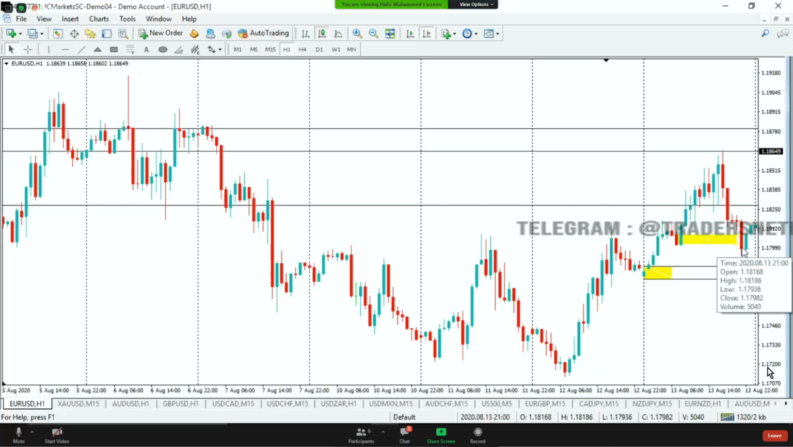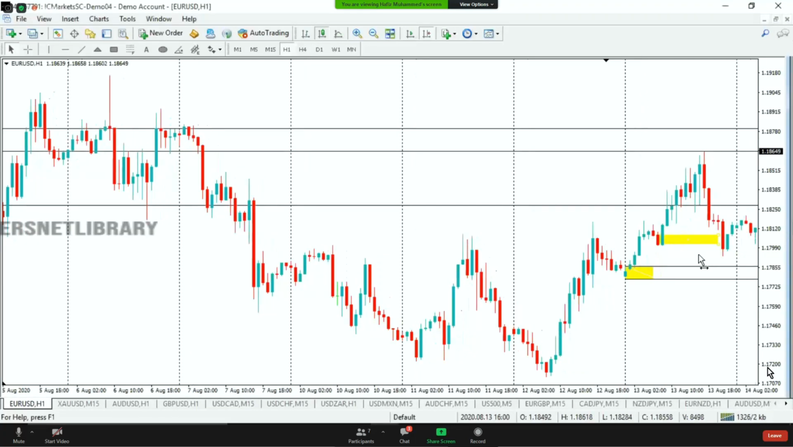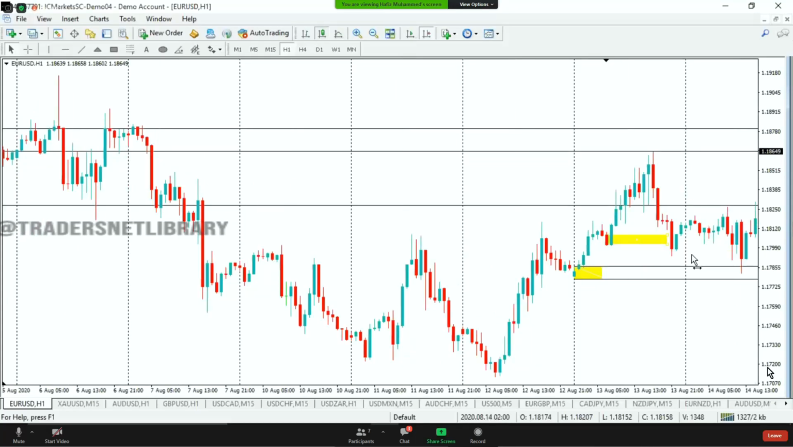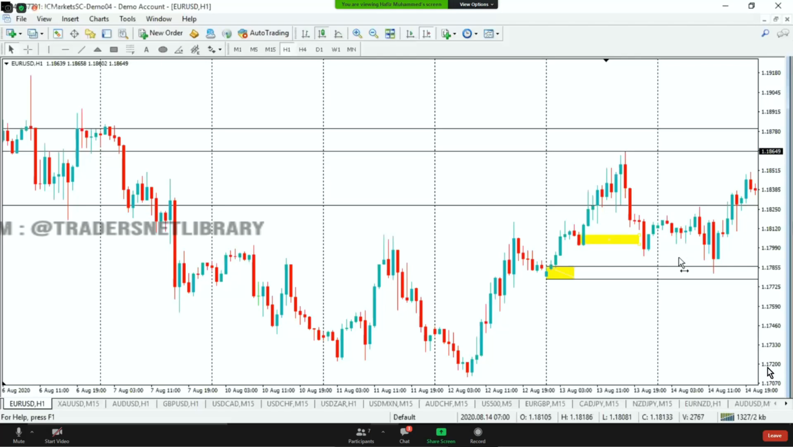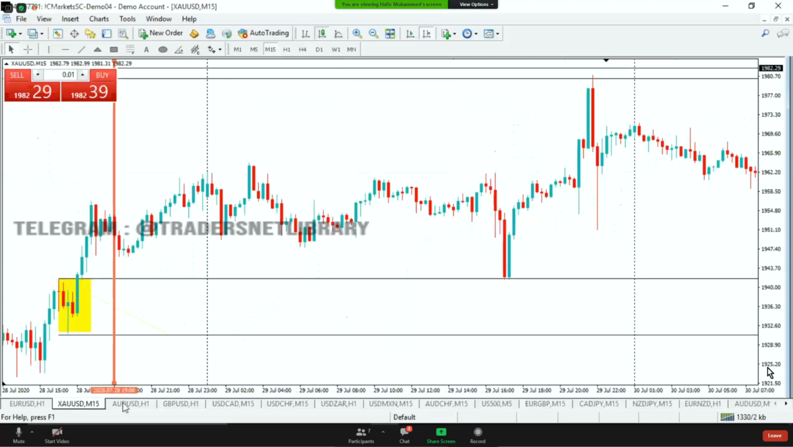But you're seeing that this imbalance here wasn't taken out. So you place your pending buy limit order here, and all you have to do the next day is wait for your order to be executed. Nothing else. As you can see, the price came, you picked your order, and it rallied to the upside. You understand? Got it.